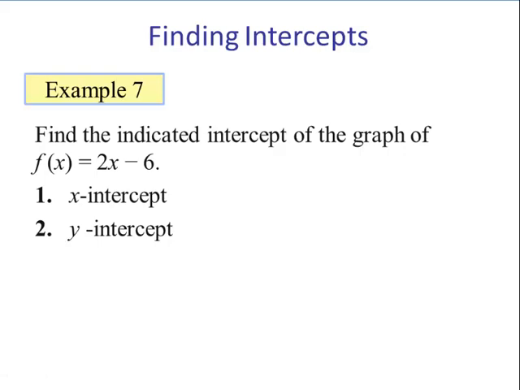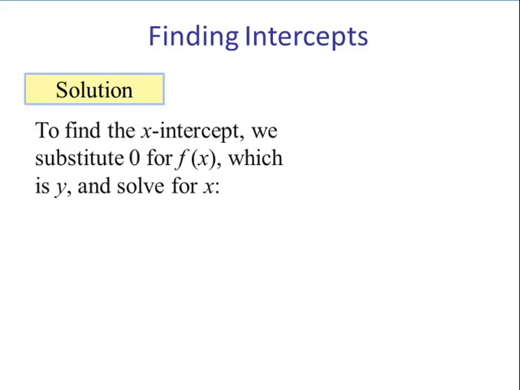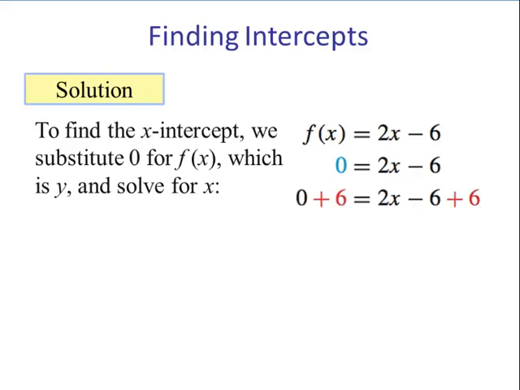Finding intercepts. Example 7. Find the indicated intercept of the graph of f of x equals 2x minus 6. Number 1, the x-intercept. Number 2, the y-intercept. So if you recall, to find the x-intercept, we let y be 0 and we solve for x. So f of x is the same thing as y. So we have 0 equals 2x minus 6. We add 6 to both sides. And we have 6 equals 2x, divide by 2. And we see that the x-intercept is 3.